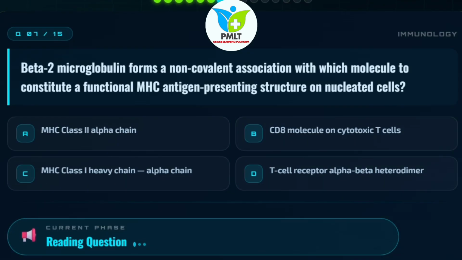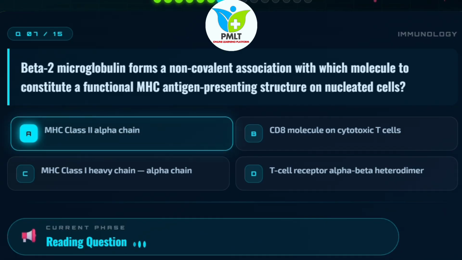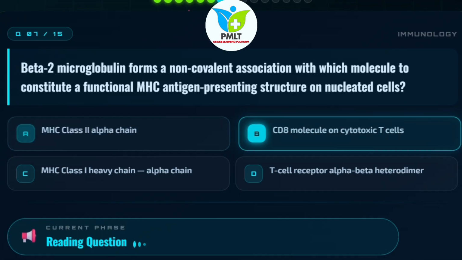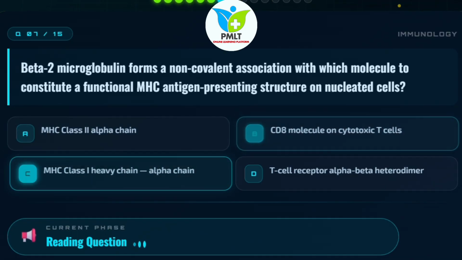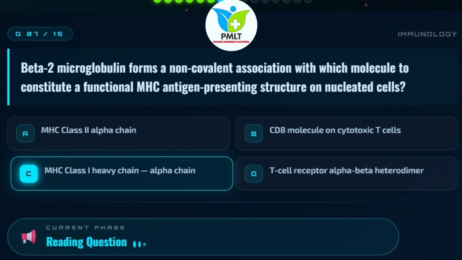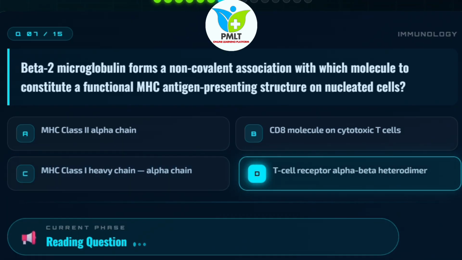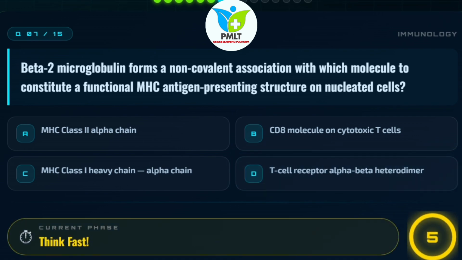Beta-2 microglobulin forms a noncovalent association with which molecule to constitute a functional MHC antigen-presenting structure on nucleated cells? A. MHC class II alpha chain. B. CD8 molecule on cytotoxic T cells. C. MHC class I heavy chain, alpha chain. D. T cell receptor alpha-beta heterodimer. Timer starting.